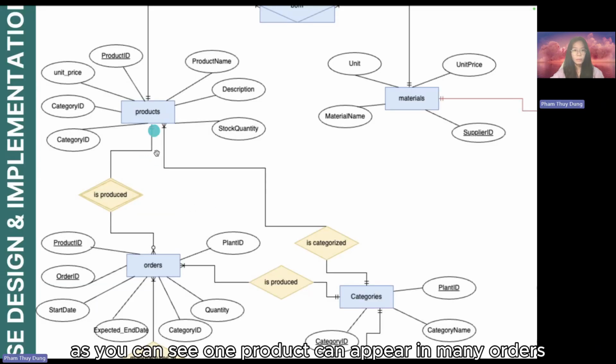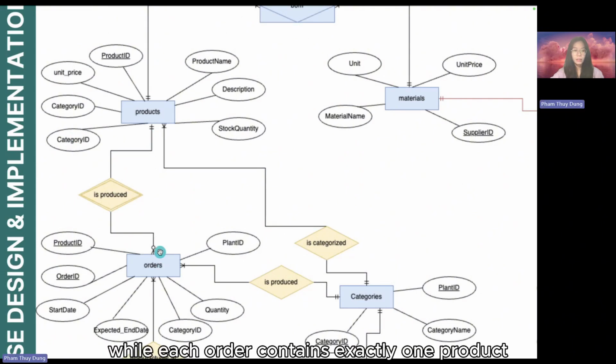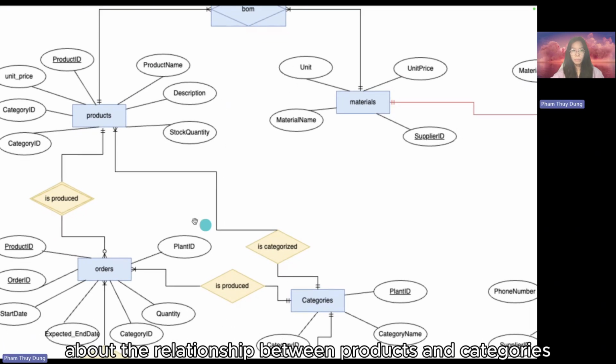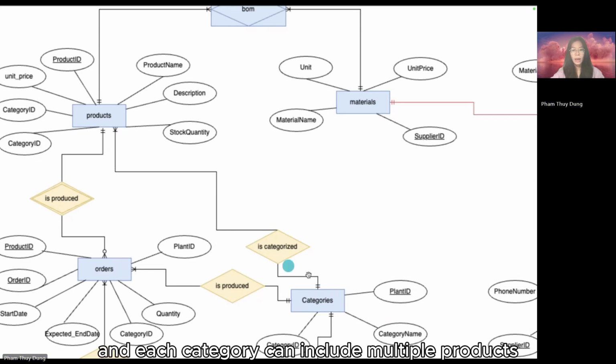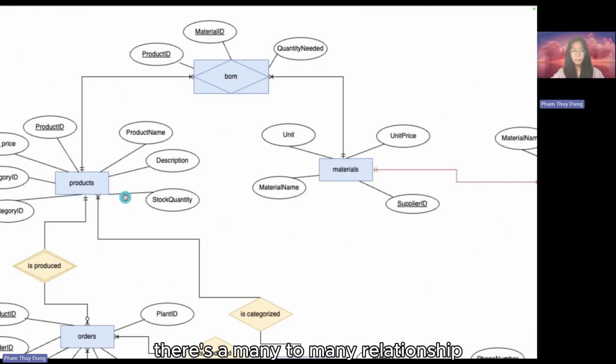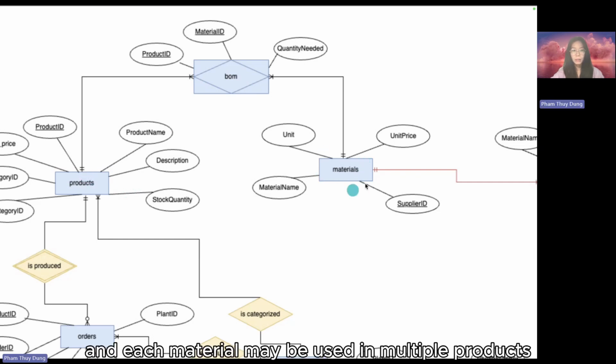As you can see, one product can appear in many orders, while each order contains exactly one product, but one product may not appear in any orders. About the relationship between products and categories, each product belongs to one category, and each category can include multiple products. There's a many-to-many relationship between products and materials via BOM, which is bill of material, since products may require multiple materials, and each material may be used in multiple products.